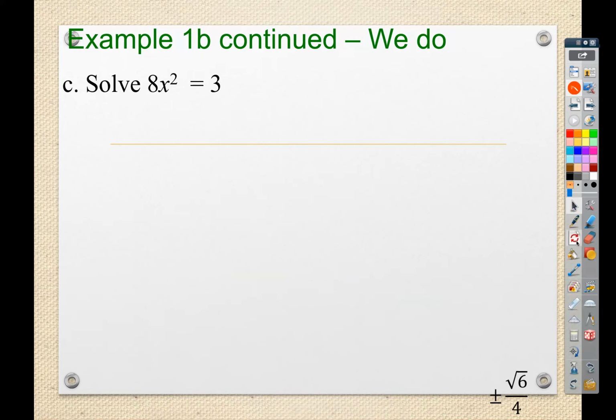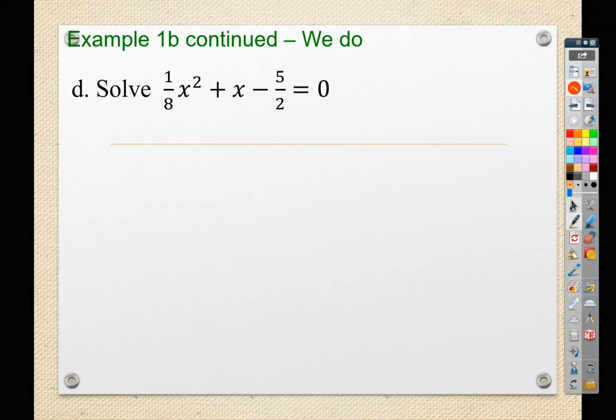So when a value is missing, like the x was missing, its coefficient would be 0. All right, so here's another one that I can do with you. Now, we can do it just by saying A equals 1/8, B equals 1, and C equals -5/2. Or we can clear out the fractions by multiplying by the least common denominator, which in this case would be 8. So if I did that, I would get x squared plus 8x minus 20 equals 0. And then it becomes a lot easier, okay?